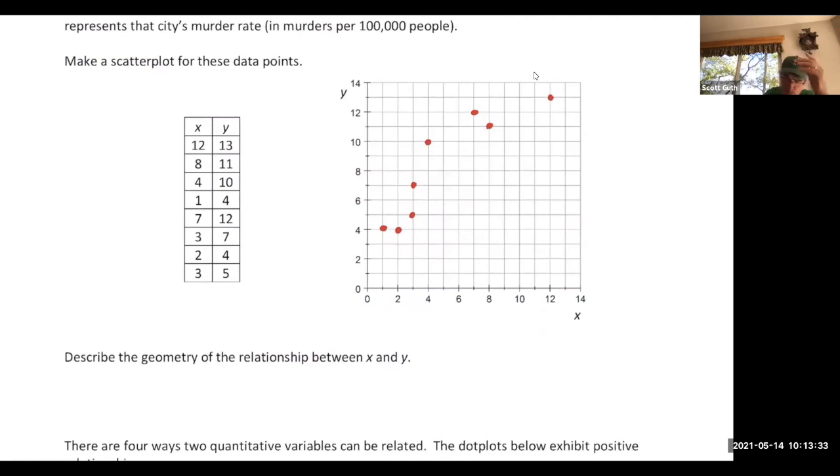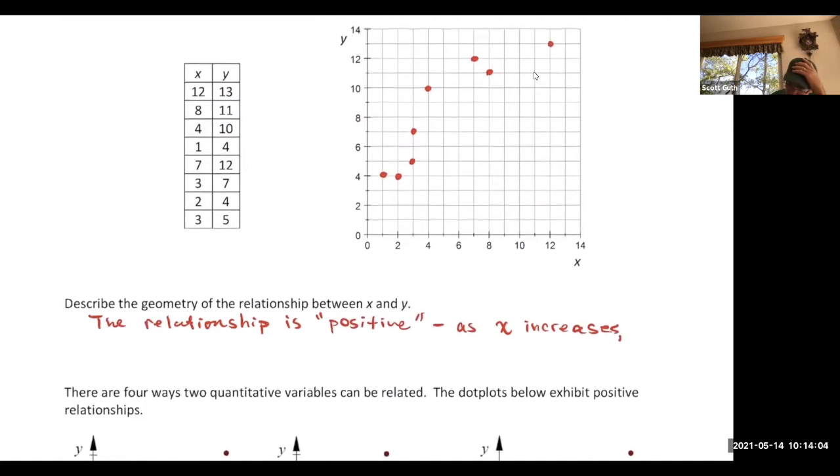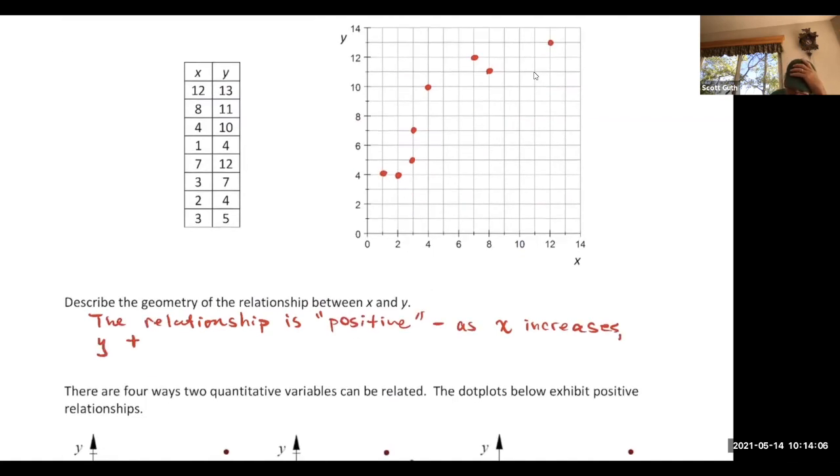Okay, so I think we got a pretty good description. The relationship between these variables is what we're going to call positive. Okay, what that means is as x increases, y tends to increase with it.